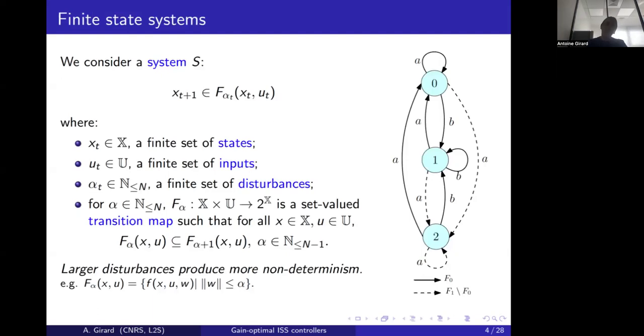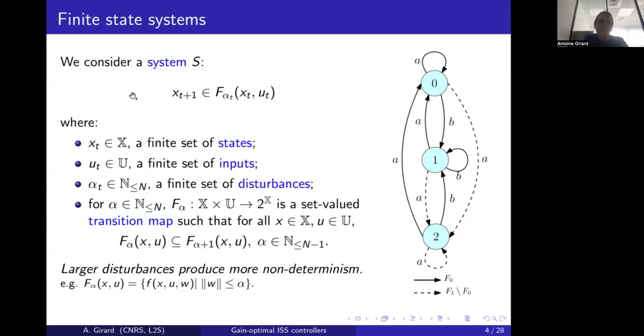Okay, so let's start to give formal definitions. So in the talk, I will consider finite state systems, and the systems that I will consider are of this form. You essentially have a difference inclusion, so x_{t+1} belongs to some set which depends on x_t, u_t, and alpha_t.